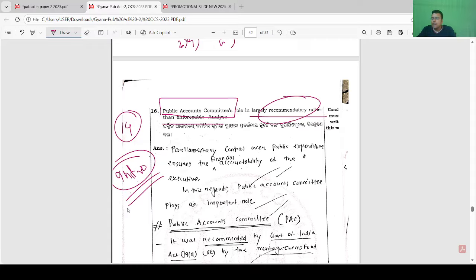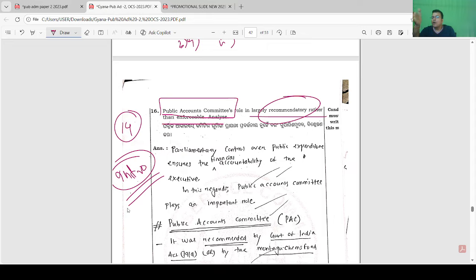India adopted the parliamentary form of government, and in the parliamentary form of government, the executive is responsible to the Parliament in general and the Lok Sabha in particular. Parliament makes the executive accountable in financial matters through various parliamentary committees. Best, this should be the introduction.